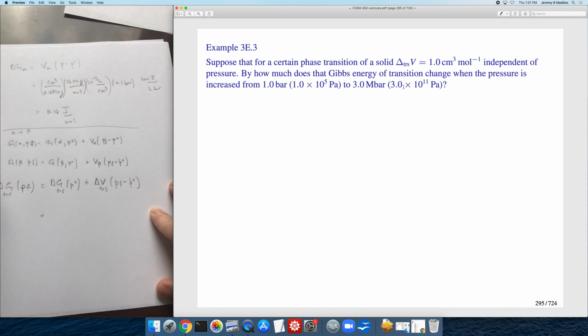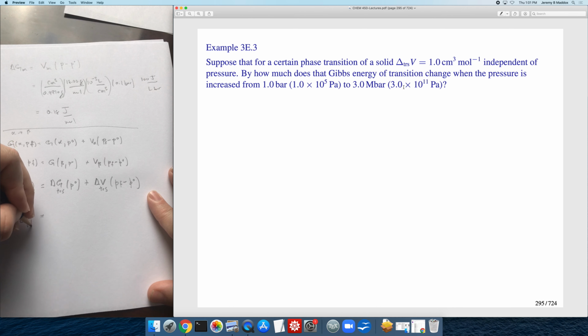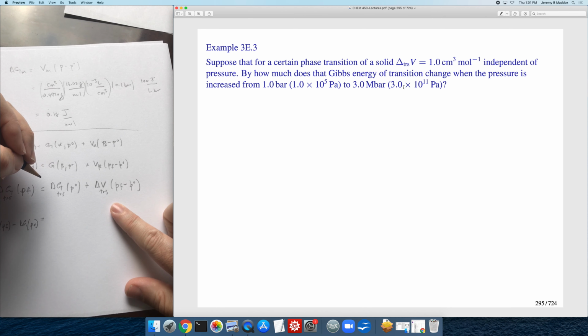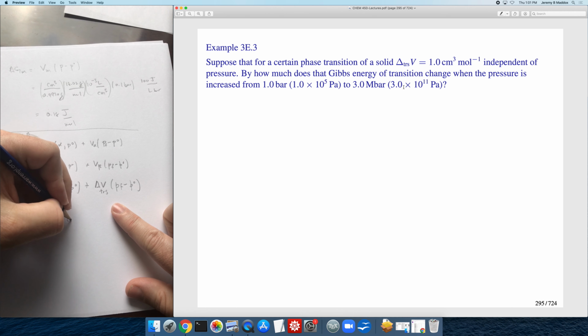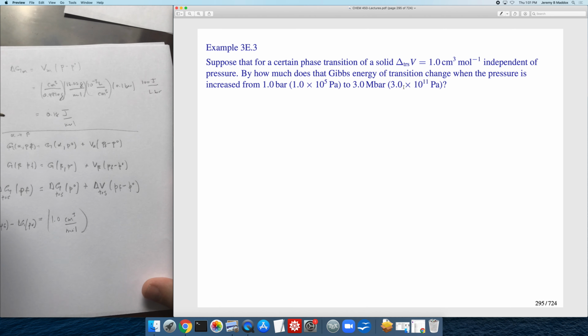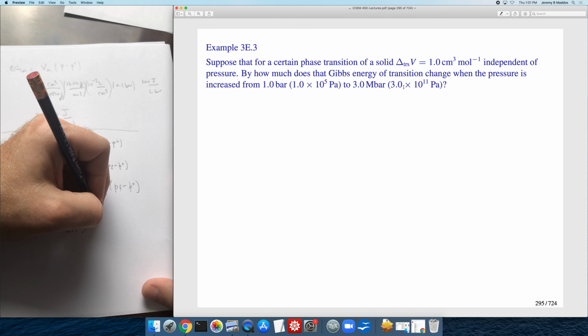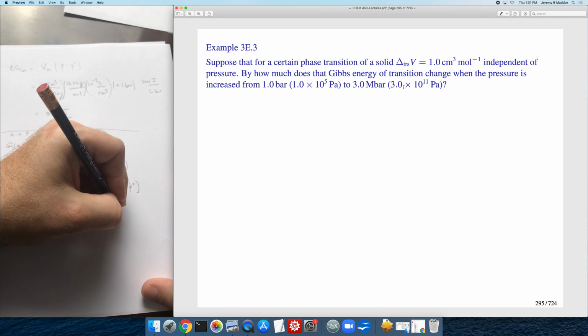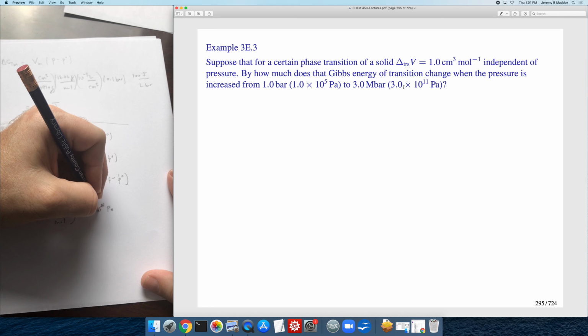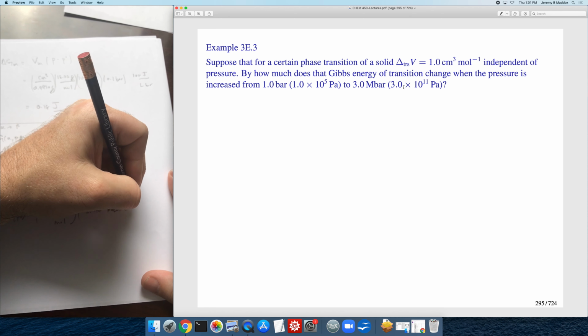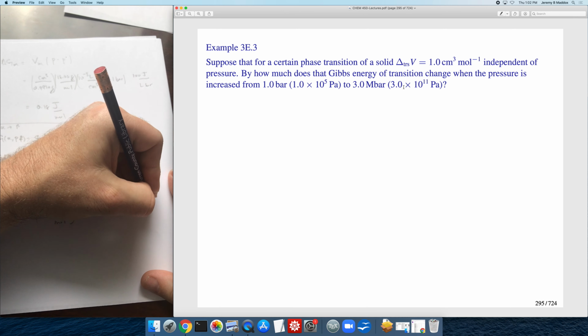So they are telling us that they want to know by how much the Gibbs energy changes. So they want the difference between this term and that term. I'll write this as delta G at PF minus delta G at P0 equals the volume change, 1.0 cubic centimeters per mole, times the difference in pressure, which is a lot, 3 times 10 to the 11th pascals. Oh, they're doing megabar. We'll do 3 megabars minus, essentially zero, 1 times 10 to the minus 6 megabars.